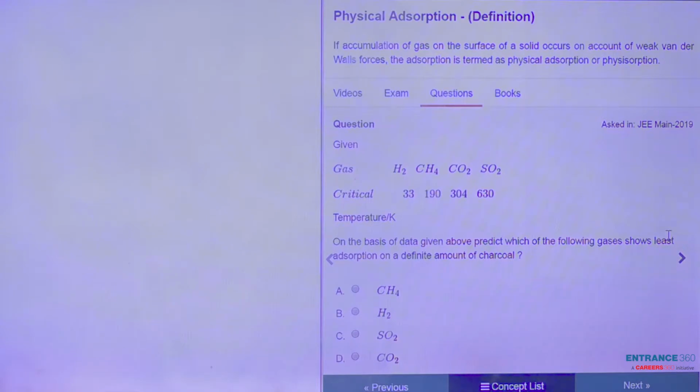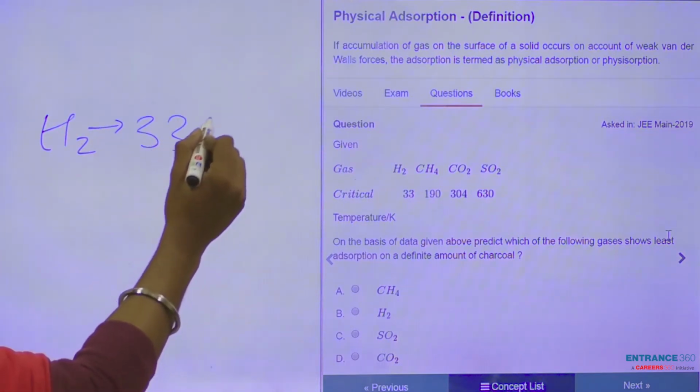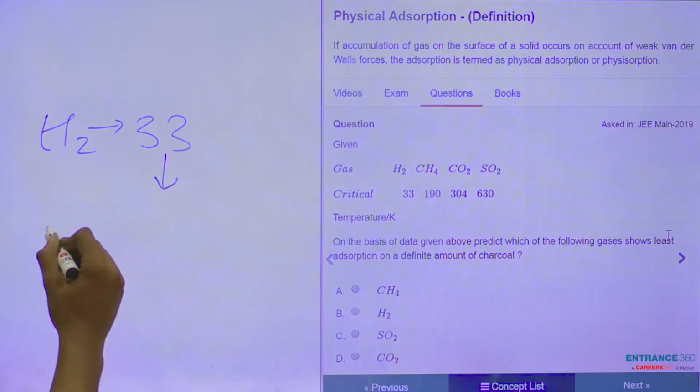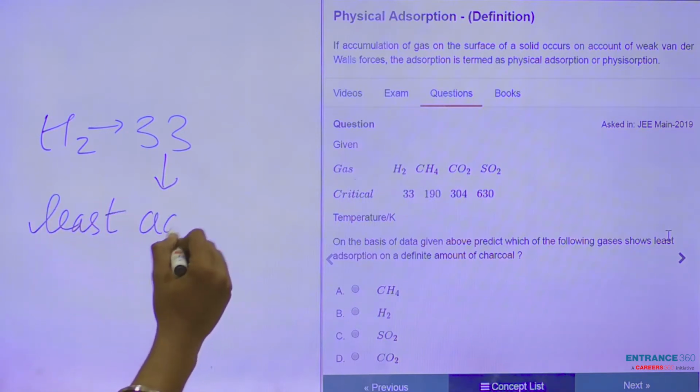As we know, adsorption is directly proportional to the range of critical temperature. So we see that the gas which has the least critical temperature, that is hydrogen gas, H2, has a critical temperature of 33. So basically it will show least adsorption.